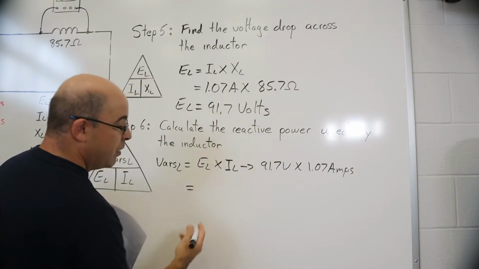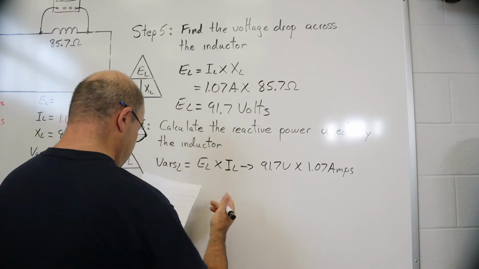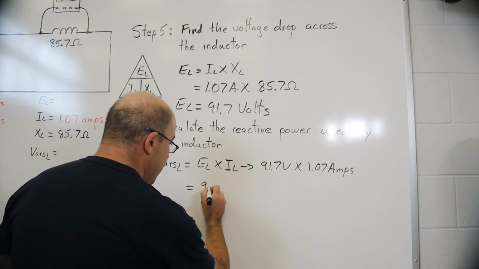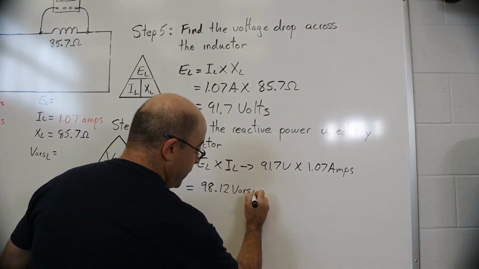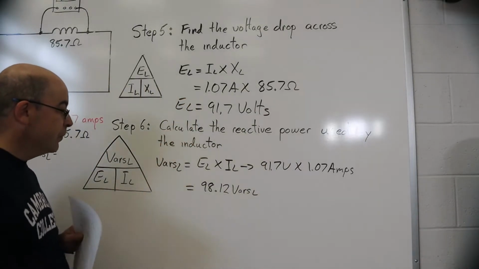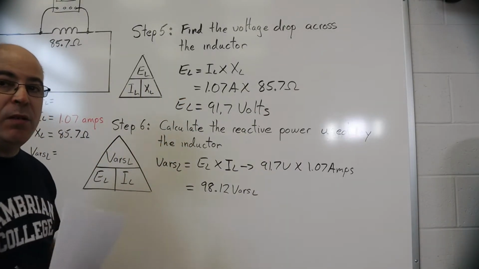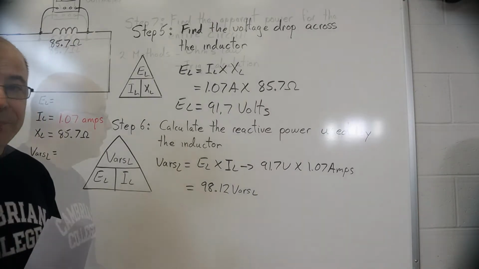That gives us a total of 98.12 VARs sub L. And we're going to go and input that into our chart.